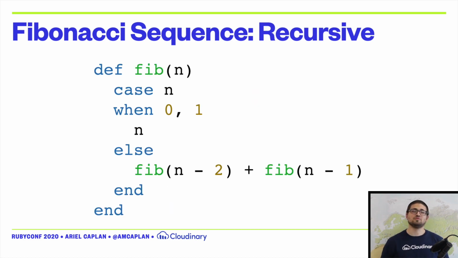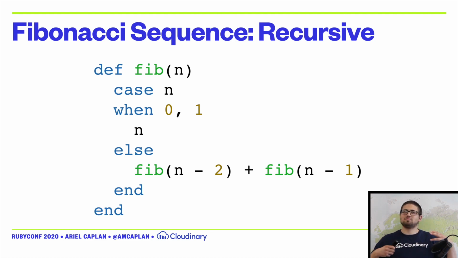Contrast this to the recursive version, which is not very performant for reasons we'll see in one sec, but it's beautiful. It says exactly what a Fibonacci number is, right? If it's 0 or 1, then it's just the number itself. Otherwise, give me the two previous Fibonacci numbers, right? The fib of n minus 2 and the fib of n minus 1, and then just add them together.